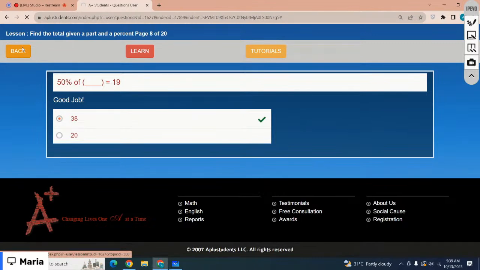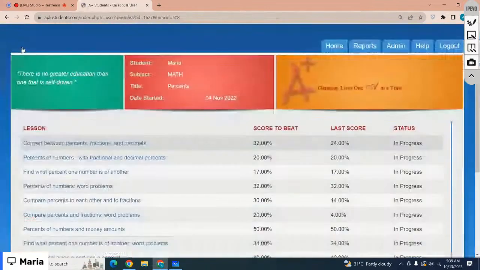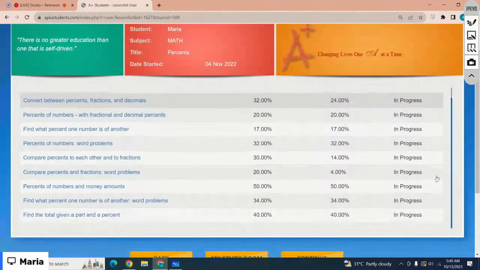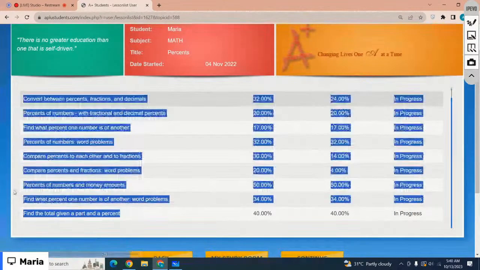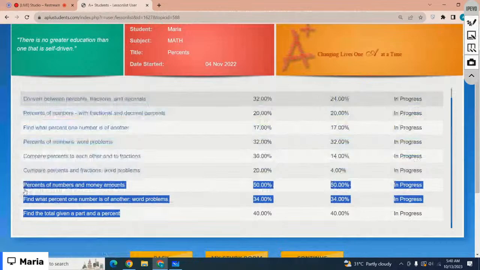So we were working on grade 6 math. The chapter we're working on is percents. And the lessons we have covered today are percents of numbers and money amounts, find what percent one number is of another word problems, and find the total given a part and a percent.